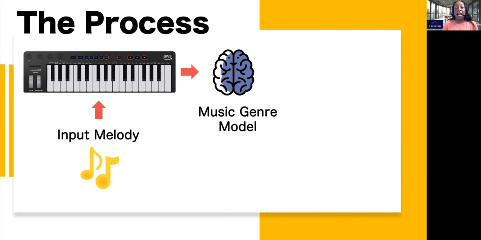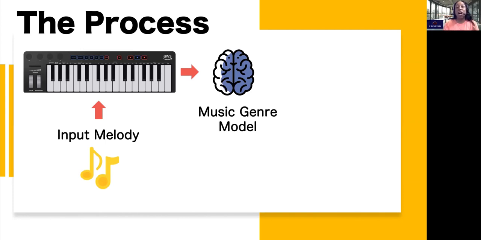That melody then goes to this pre-trained music genre model. So there is a model, in machine learning terms, a model is a collection of trends and patterns found in data, and it's represented in mathematical format.